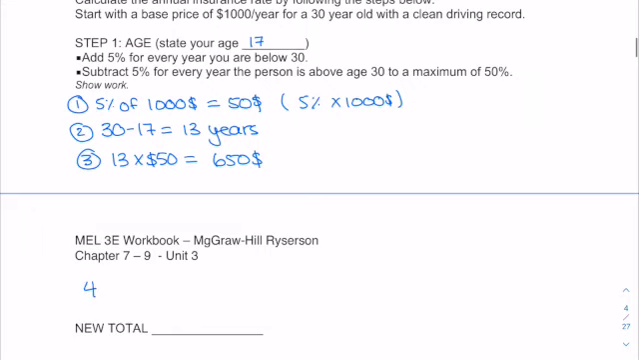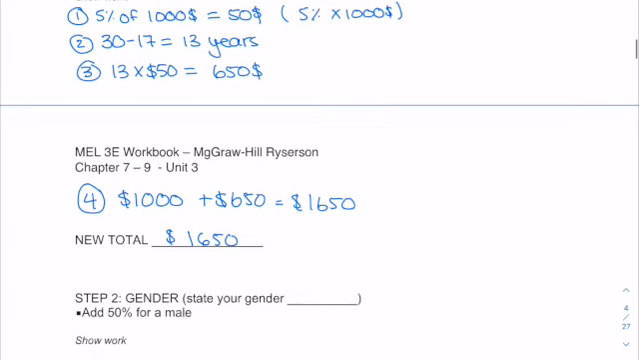And then we'll have our new total, which is 1,000 plus 650, which is $1,650. Now the second part here is to state your gender. So if you are male, you'll add 50%. So let's presume male.